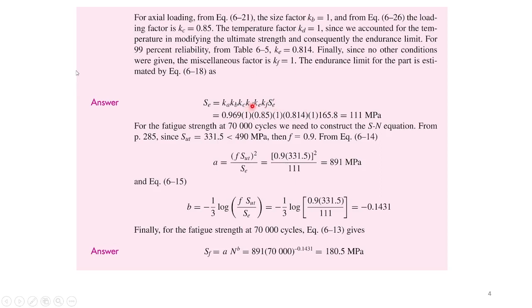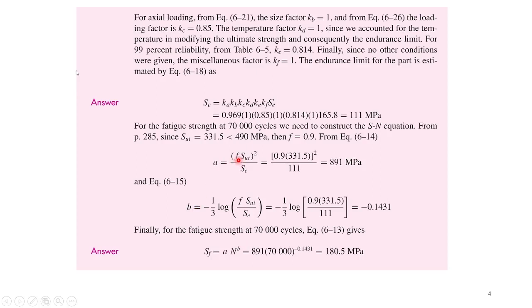زي ما انتم شايفين، ال KD was substituted for 1، لأن already I've taken the effective temperature. خلاص. طيب. Now I've reached the fully corrected endurance limit. Okay? And I want to calculate the fatigue strength that corresponds to a number of cycles to failure of 70,000. So I will use the equation SF is equal to A n to the power B, where A and B are two constants.